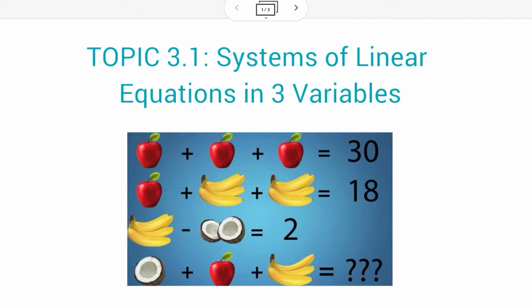What's up everyone? Today we will be talking about systems of linear equations in three variables. Now, what are these linear equations in three variables? They are essentially equations where you have three unknowns.